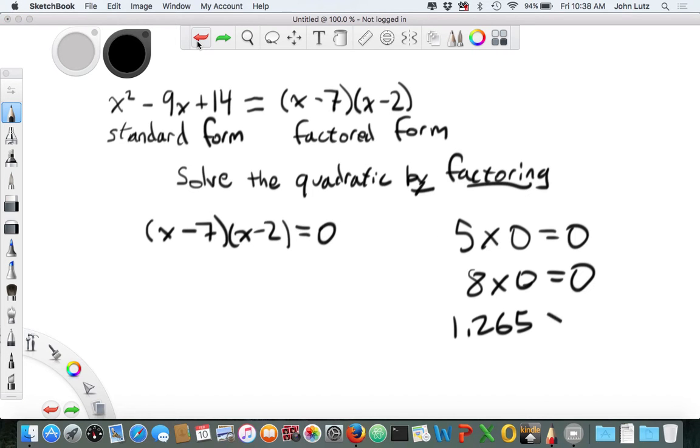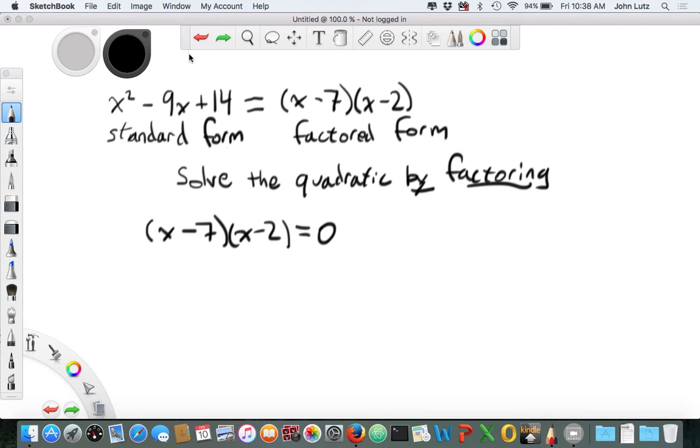Very important. Why is that important? Because that's how this whole thing with solving by factoring works. If I know that this times this equals 0, then by necessity, either x minus 2 equals 0, or x minus 7 equals 0. One of these factors has to equal 0. That is why, when we are solving a quadratic, we end up with two values most of the time.